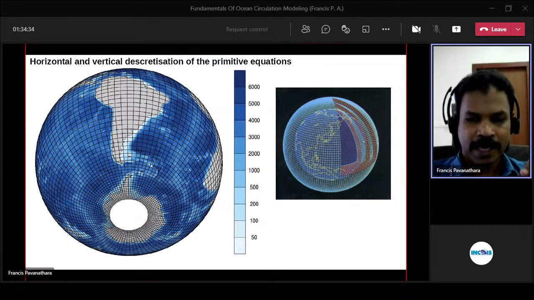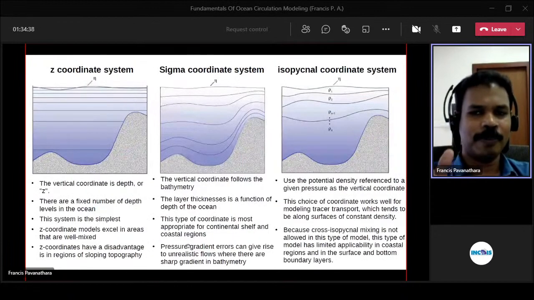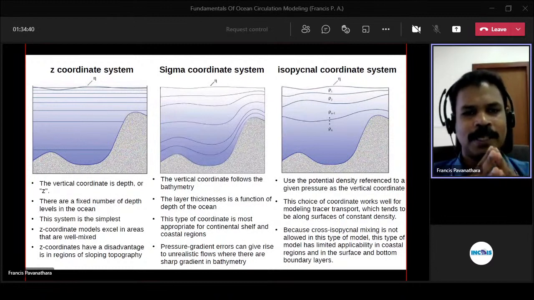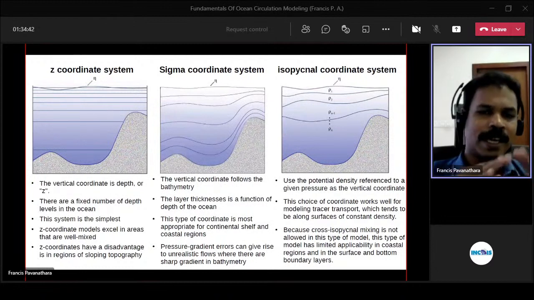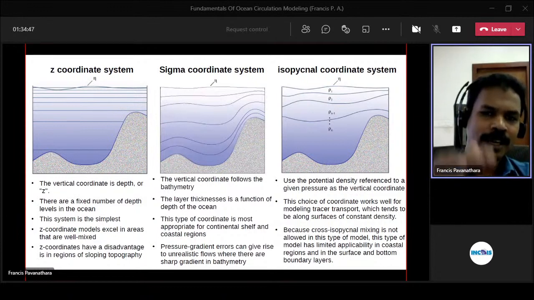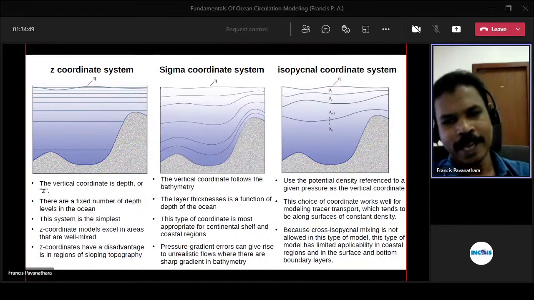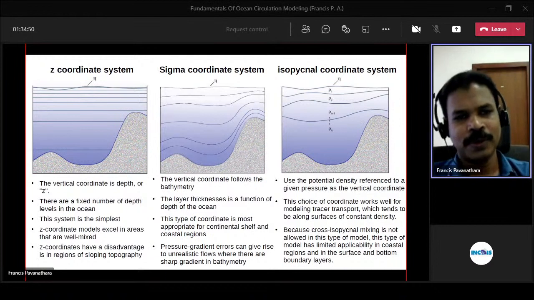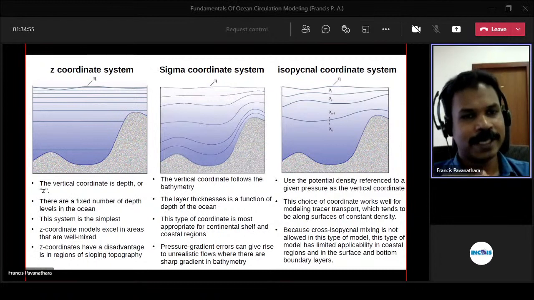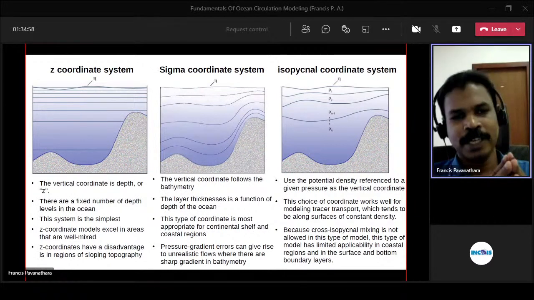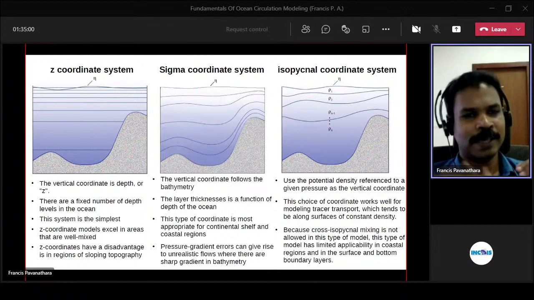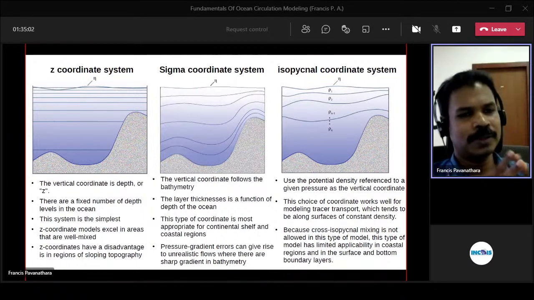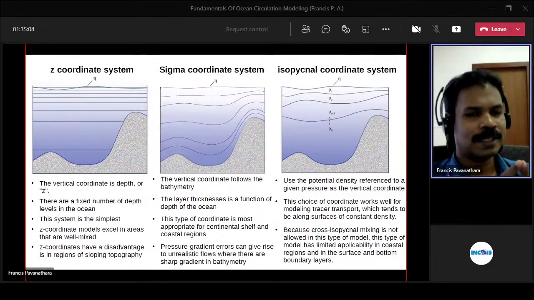Then we have to put it into the layers. So I have given three common coordinate systems. As I said, not only the horizontal, we have to put this into the circulation model. We have a vertical dimension to the ocean, so we have to put our equations in the vertical dimension as well. How do we do that? We can simply divide the ocean into different layers. Say, I'm going to divide the ocean into 100 layers of certain depth, say 50 meter or something like that.